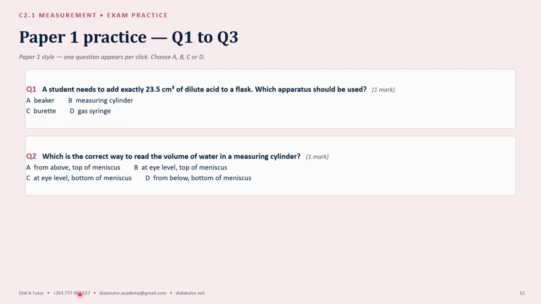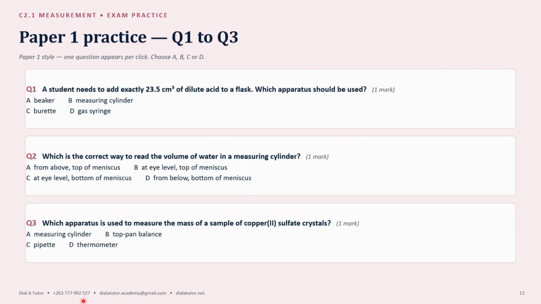Which is the correct way to read the volume of water in a measuring cylinder? A, from above, top of meniscus. B, at eye level, top of meniscus. C, at eye level, bottom of meniscus. D, from below, bottom of meniscus. So you pause and you write your answer.